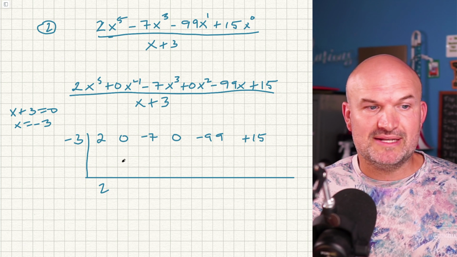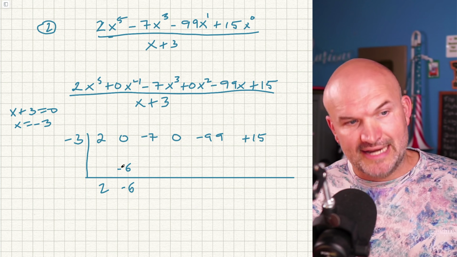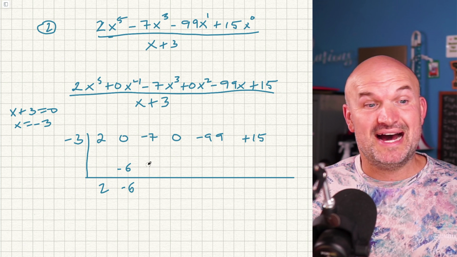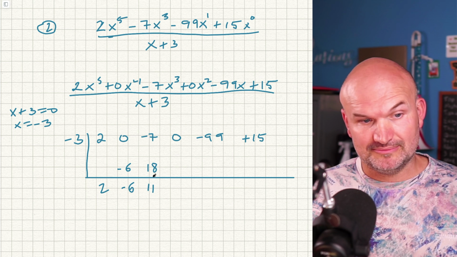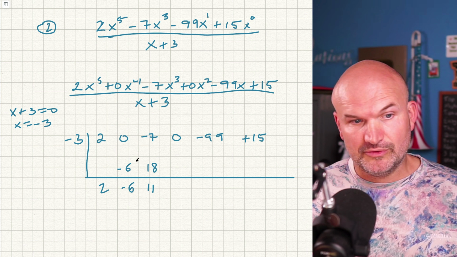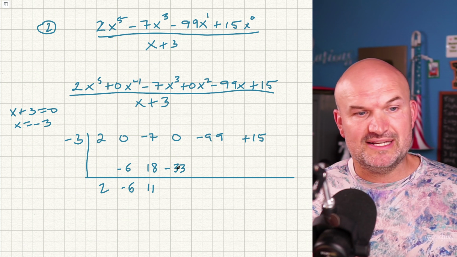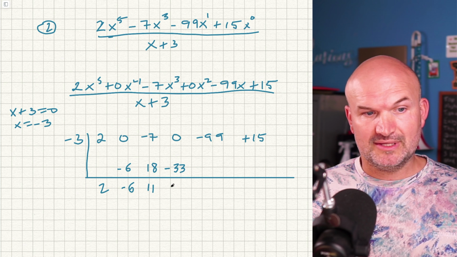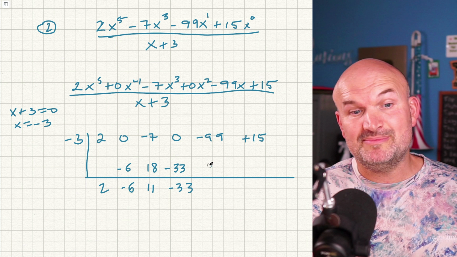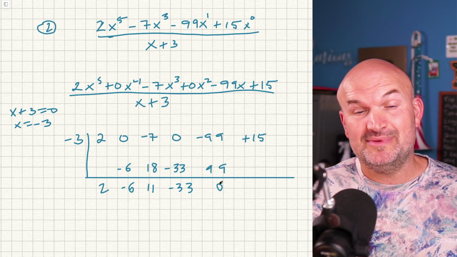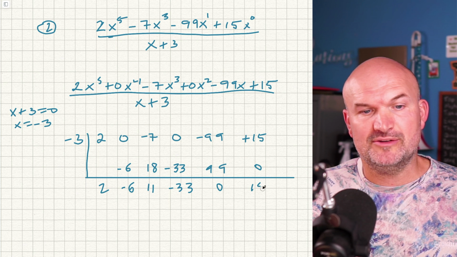Multiply on the diagonal. 2 times -3 is a -6. 0 plus -6 is a -6. -6 times -3 is going to be a +18. -7 plus 18 is going to be an 11. 11 times -3 is going to be a -33. 0 plus -33 is going to be a -33. -33 times -3 is going to be a 99, which is going to give me a 0. 0 times -3 is going to be a 0, and that's going to be a 15.